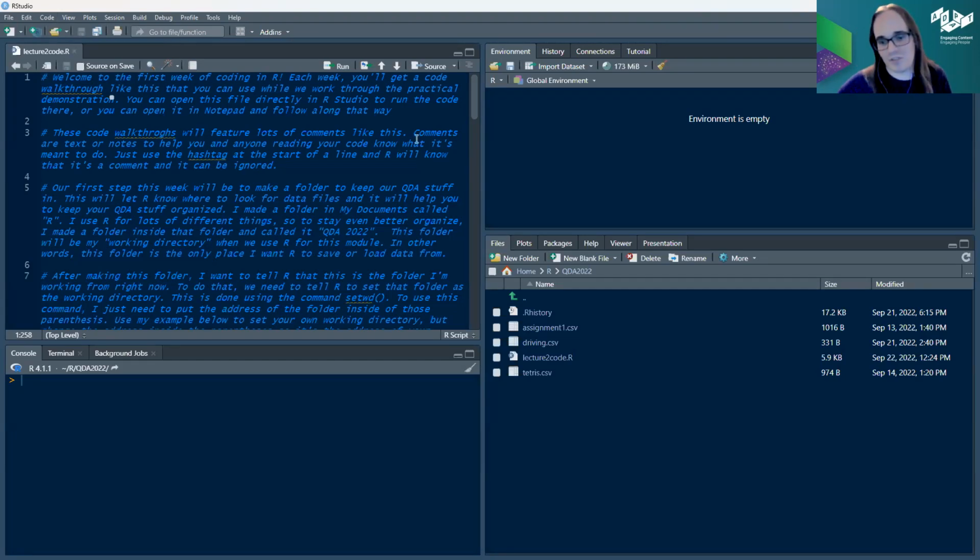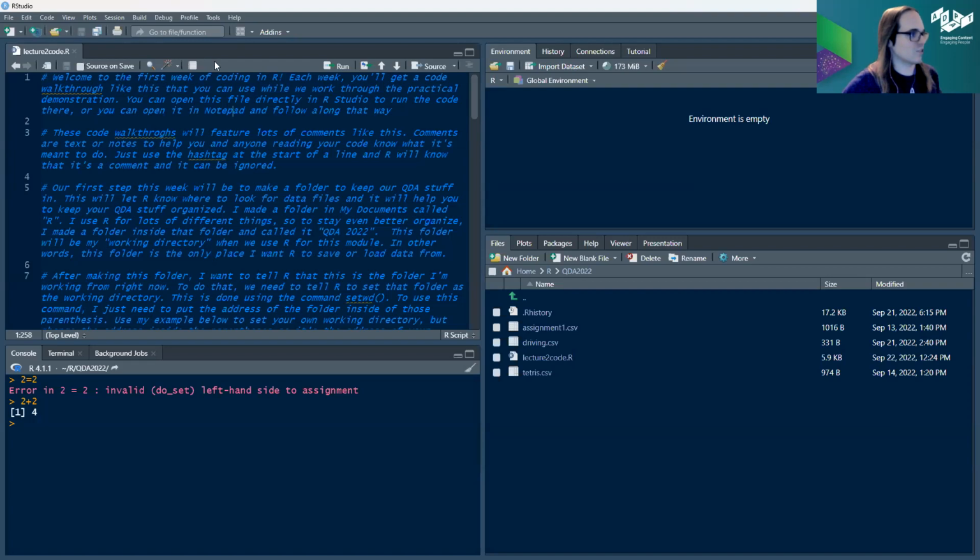But first I want to give you just a little tour of what these windows are. As we saw last week, down here is your console. That's where if I type 2 plus, or 2 equals 2, R gets mad at me. But if I put 2 plus 2 and hit enter, it tells me that 2 plus 2 is 4. So this is my console. This is my calculator. This is where all your code gets evaluated and runs.